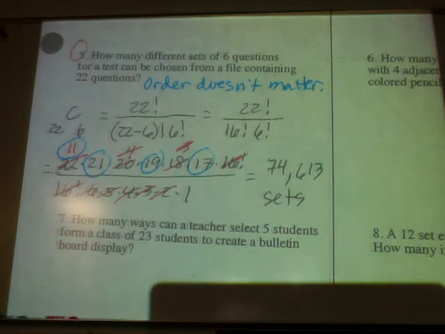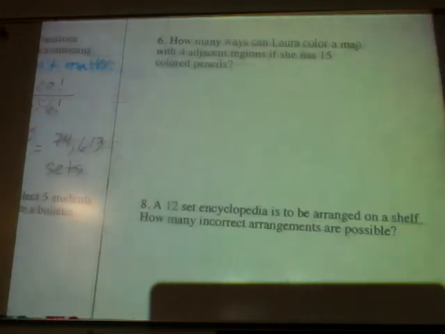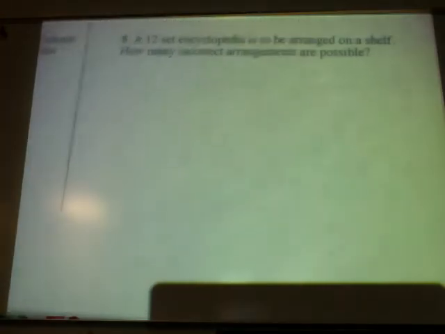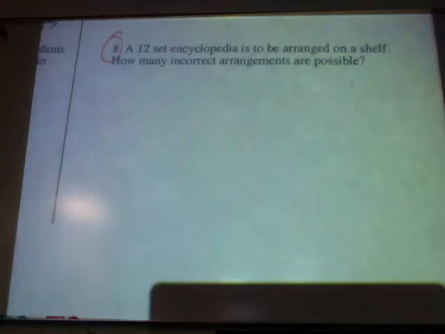All right, then let's look at number 8. And I chose number 8 for a reason. So 8 says a 12-set encyclopedia is to be arranged on a shelf. Does order matter? Yes, right? So you figure that out. So order matters.